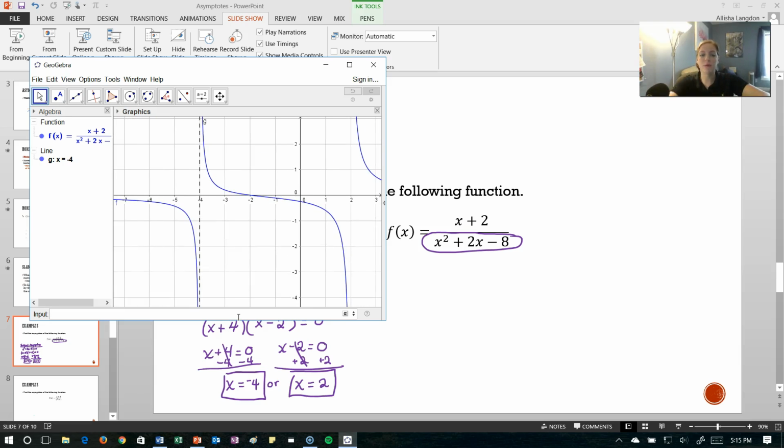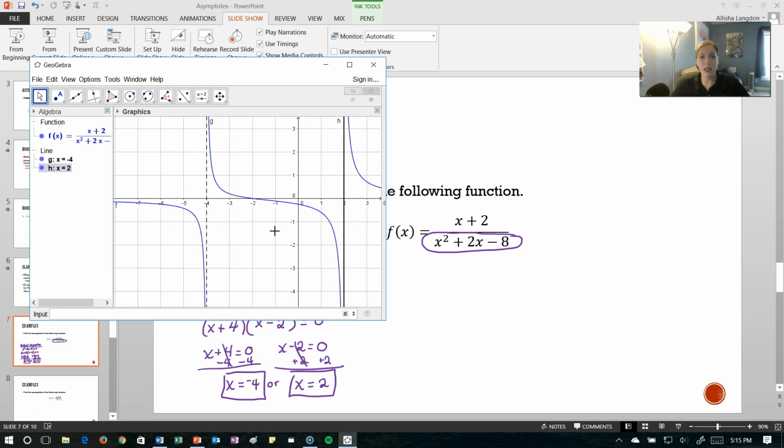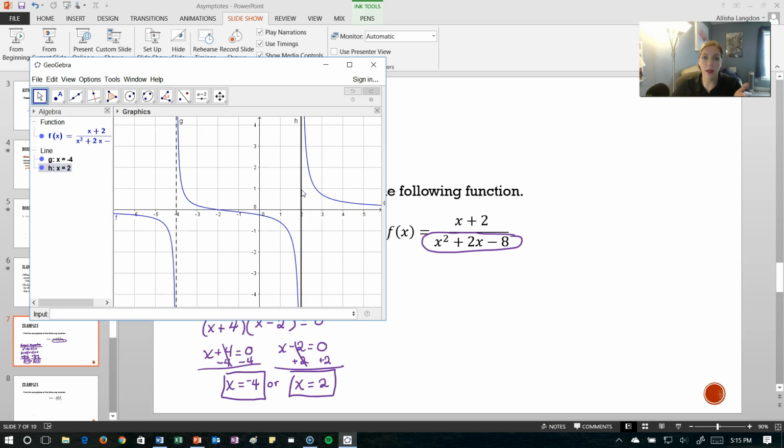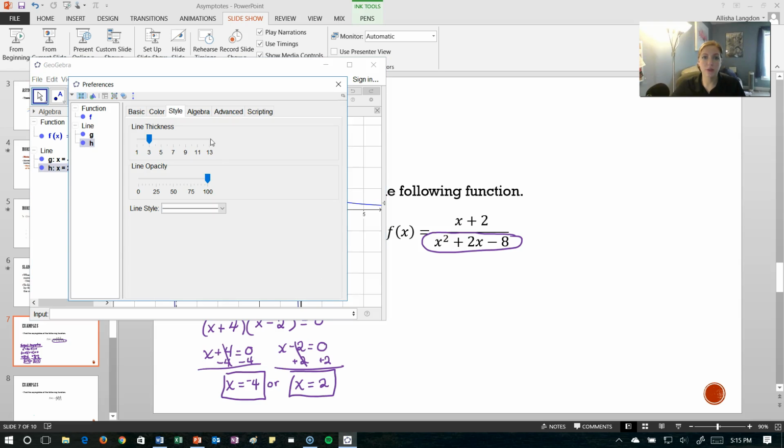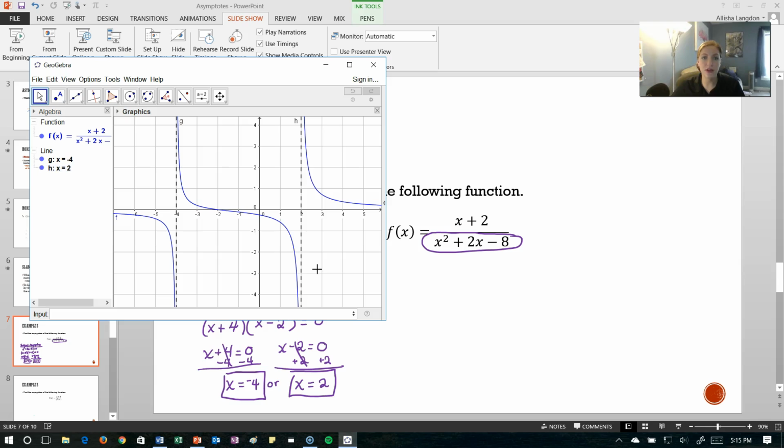Let's do that again with my other asymptote, which should be on x equals 2. Well, it looks like that is good as well. Right-click, Object Properties, change that style to dashed, and we've got a beautiful asymptote right there at x equals 2. So we know we came up with those correctly, and there are no other vertical asymptotes separated, which means we did it correctly.